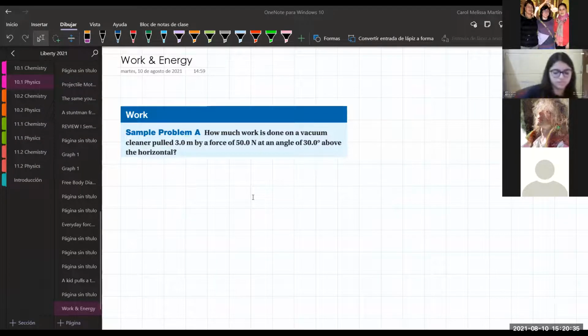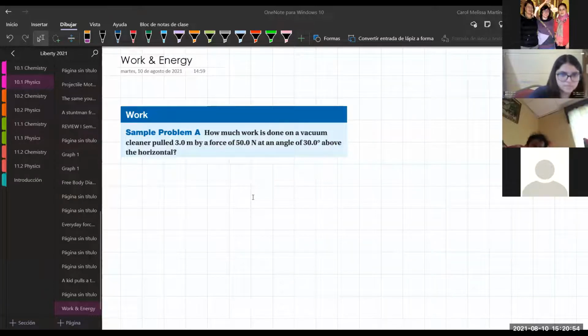So it says, how much work is done on a vacuum cleaner pulled 3 meters by a force of 50 Newton at an angle of 30 degrees above the horizontal? First of all, we need to write the givens. Writing the givens is very important, okay?